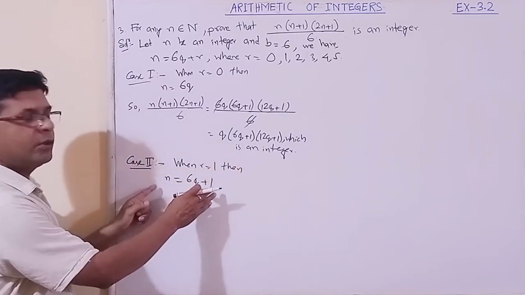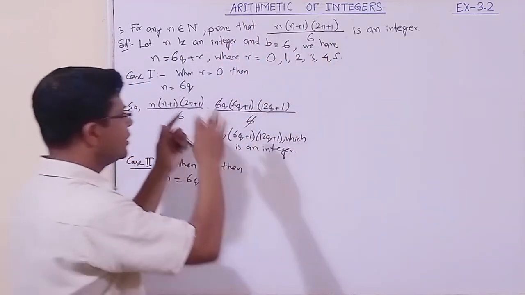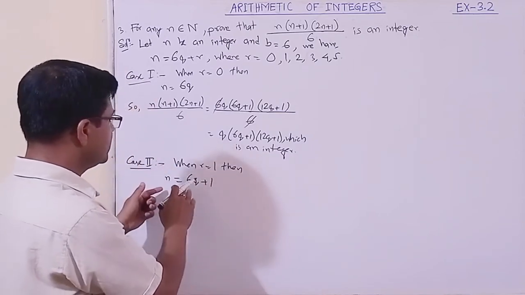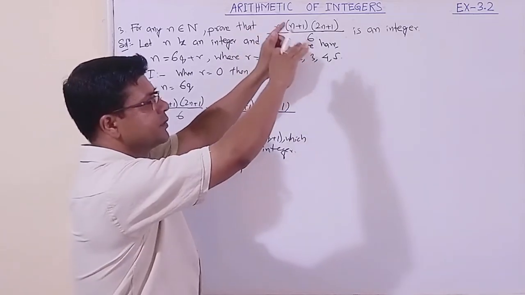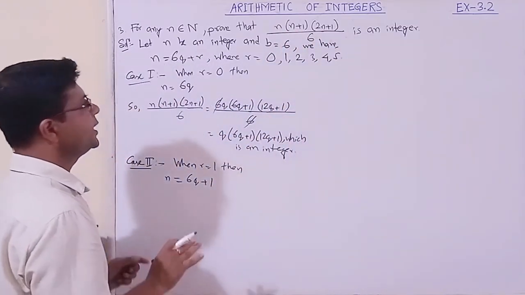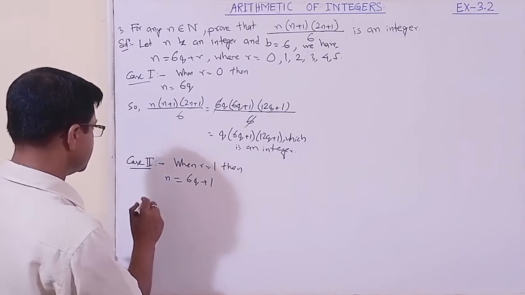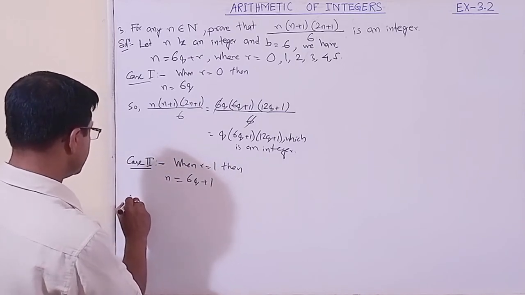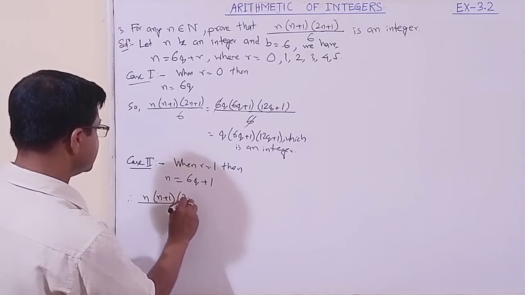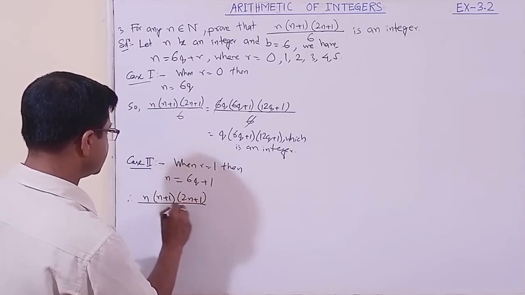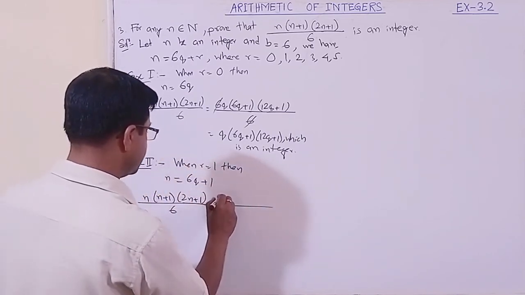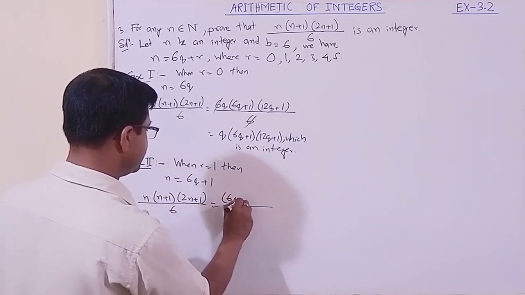Again, this value of n we will substitute here. So what we are understanding is that in all the possible values of n, we shall substitute here, and then we have to show that this is an integer. This is the general idea, the concept of this question. So therefore let us take n(n+1)(2n+1)/6, where n is equal to 6q plus 1.